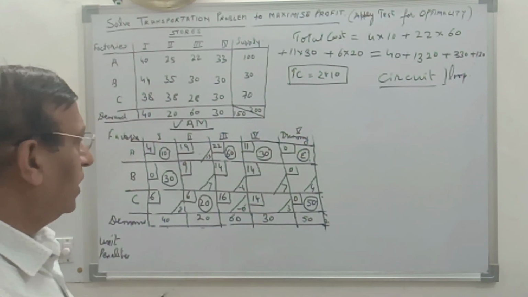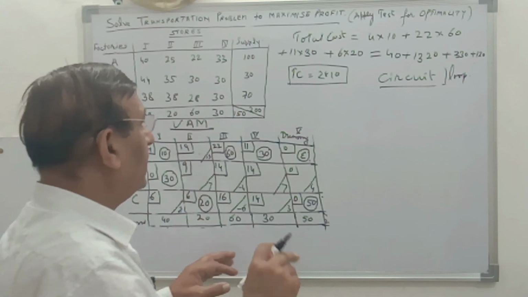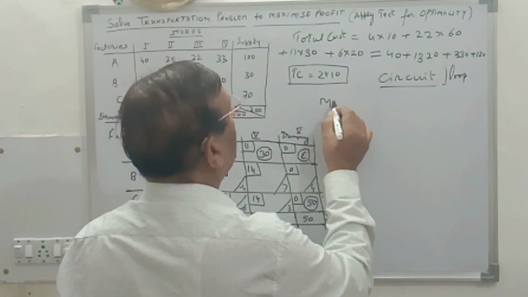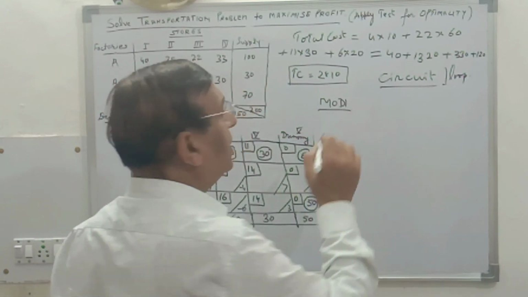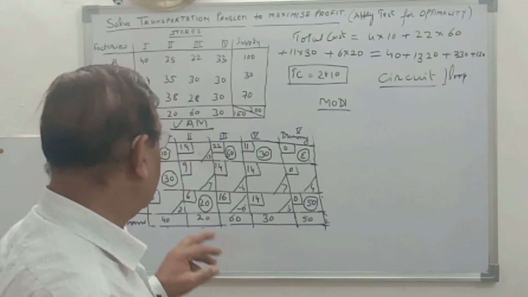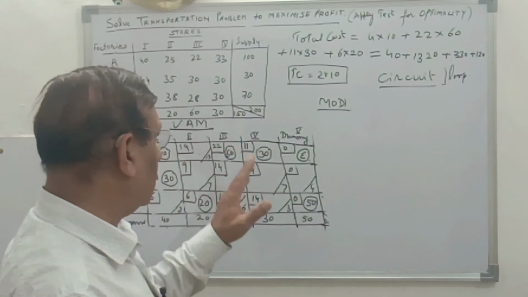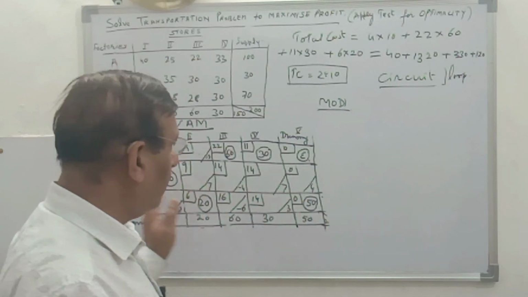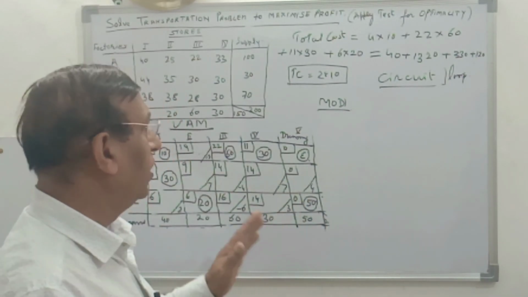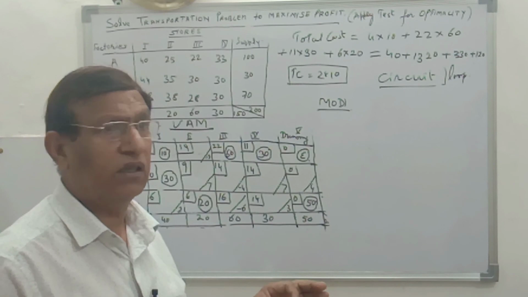And then I will make you understand. But there is another method known as MODI, Modified Distribution Method, which tells us there is no need of drawing the circuit each time, again and again. You can follow only two mathematical equations.